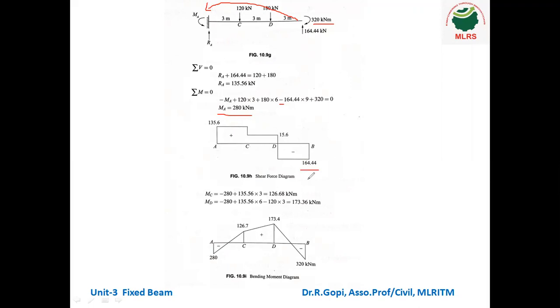Next, coming to the bending moment diagram. So we calculated only two bending moments. That means MA and MB. What about bending moment at C and D? So now taking moments about the point C. Okay. So minus 280. Actually, MA is the anti-clockwise direction moment. So minus 280 plus RA into 3, 135.56 into 3. You can see here we are considering.